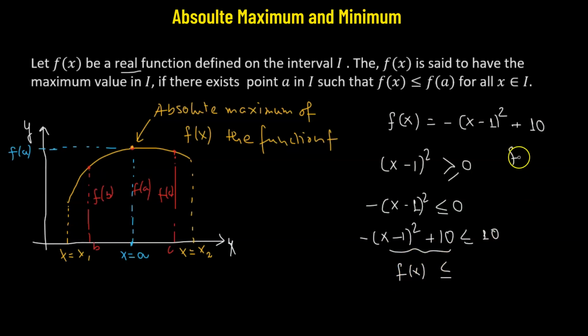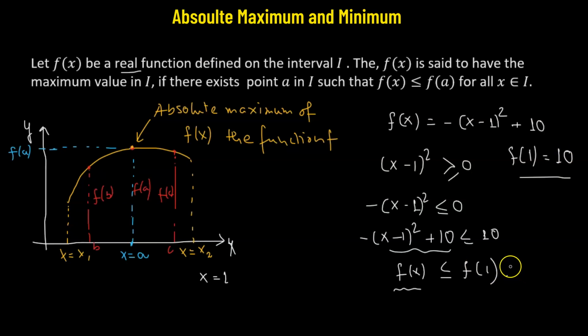And what is 10? If we substitute the value of x with 1, then we obtain the value 10, because 1 minus 1 will be 0. So this value is f of 1. Here we are saying that x equals 1 is the point of absolute maximum, and the function attains a maximum value of 10, because at this particular point all the other values of f of x are going to be less than that particular value. This is f of 1, not f of 10. At x equals 1, we obtain 10.